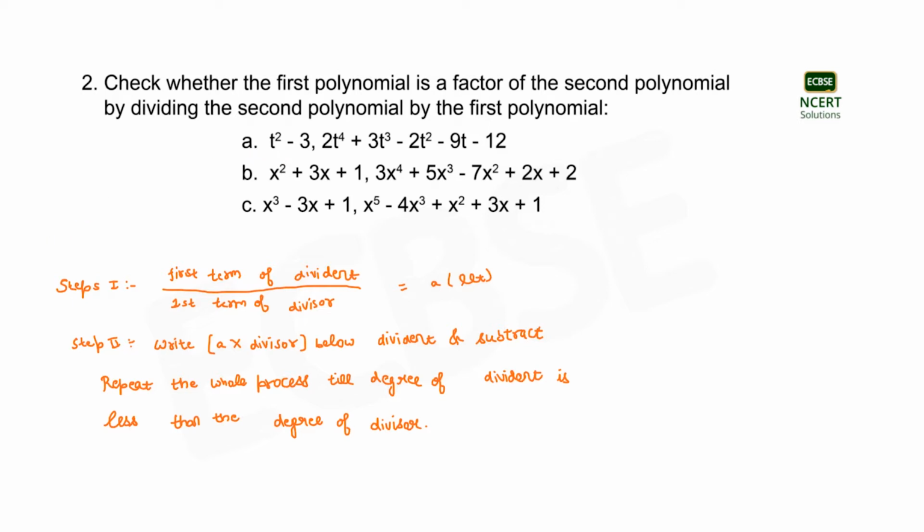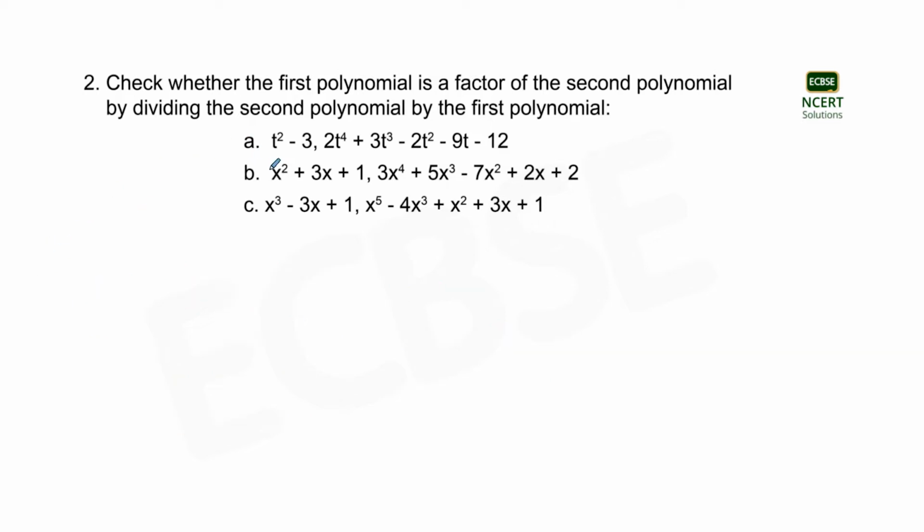Coming to part A of this question, here we have been provided with two polynomials: the first is t square minus 3, and the second polynomial is 2t^4 plus 3t cube minus 2t square minus 9t minus 12. In this question, the second polynomial is the dividend and the first polynomial is the divisor. So dividing the second polynomial by the first polynomial using the long division method, we will see. Writing here the dividend.